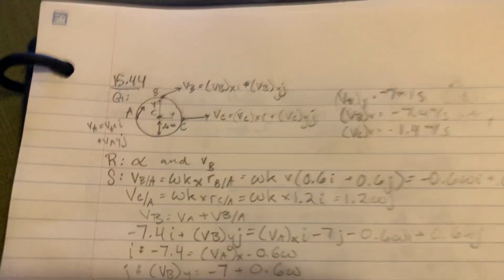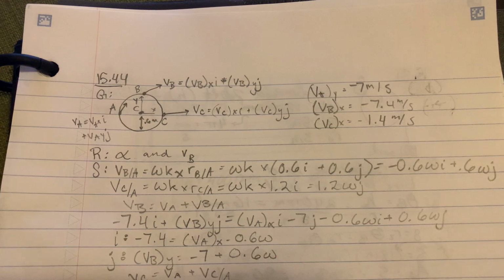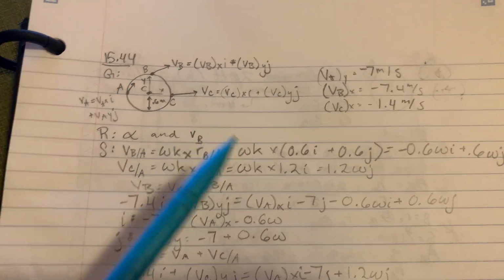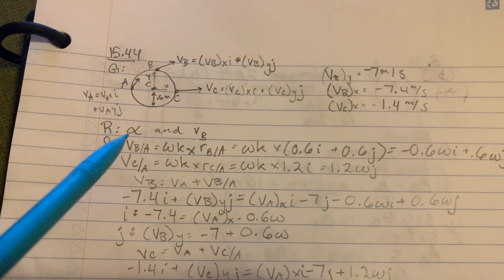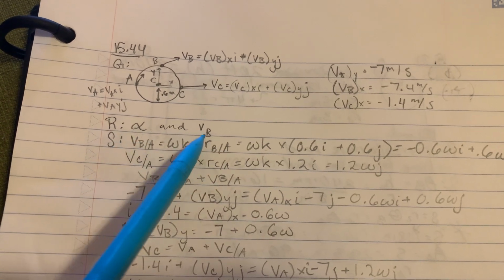The next problem is, there's a bunch of different velocities at these different points along this wheel, and we have all of these given components, but we want to find the overall rotational acceleration and velocity at B.